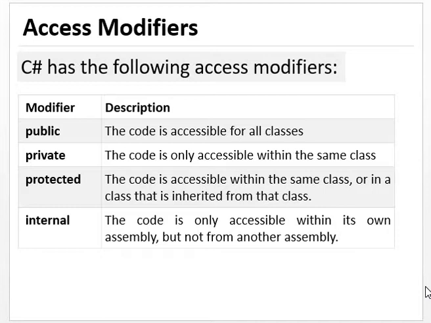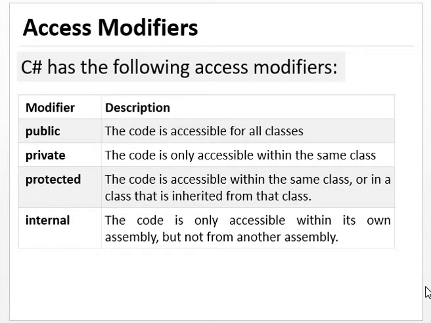Then private. The code is only accessible within the same class. The particular class or function boundary starts with an opening bracket and ends with a closing bracket. In between you can access the private access modifier. But out of the scope of the class or function, you can't use that particular private access modifier.